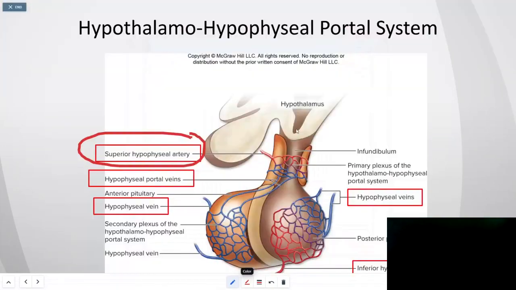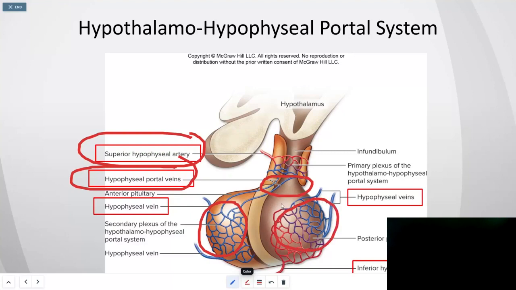Superior hypophyseal artery on top, and then the hypophyseal portal vein, shown in blue, just the network. You can see that there's a small little stalk region, the infundibulum, that little midsection where it joins together. And then the secondary plexus is going to be within the AMPIT. So right here, this is the secondary plexus. Right on the back here, we have the posterior pituitary.